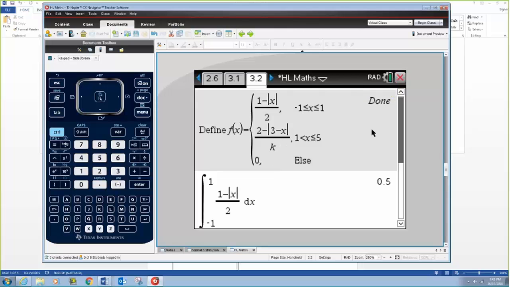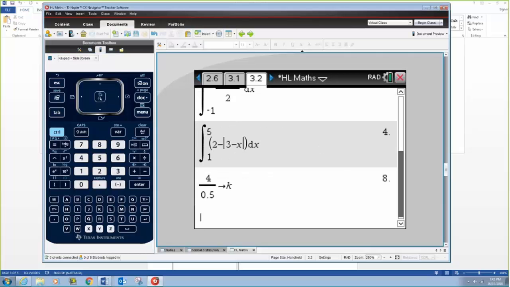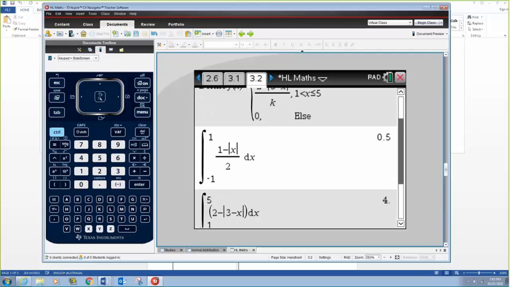I need to define this function, but it's very important that we actually use the correct template. So use the piecewise template, and once the function is defined, you can do all the calculations using this piecewise function. So that's what we need to do. However, firstly, we need to do some checks.